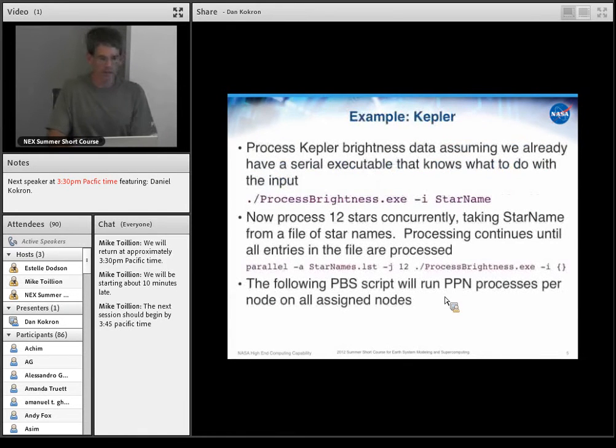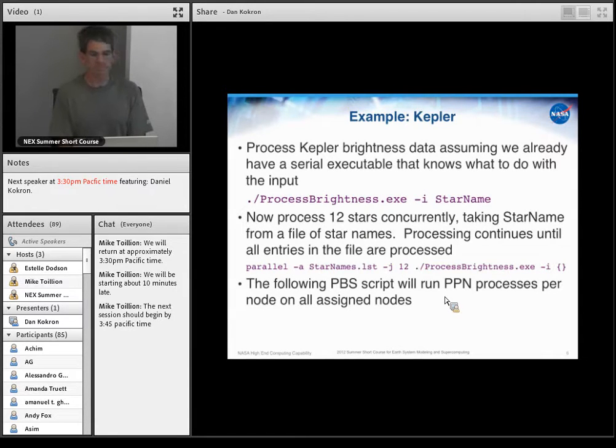Moving on to the Kepler mission, they actually use the GNU parallel in their processing. I don't have complete access to their processing, so this is sort of a stripped down version of what I think they do. So they have a serial executable that takes as input a star name. And let's assume that the executable knows what to do with the star name. It knows where to get the input file based on that star name. It knows what output file to create based on that star name.